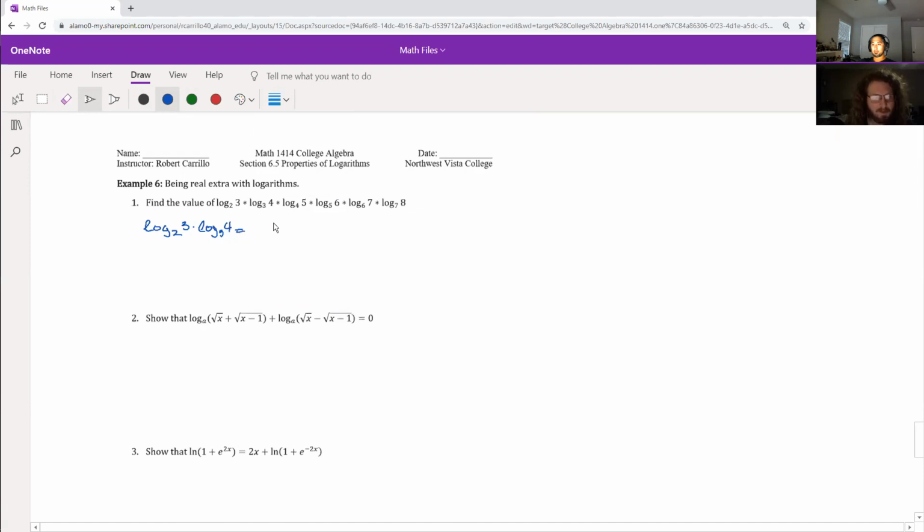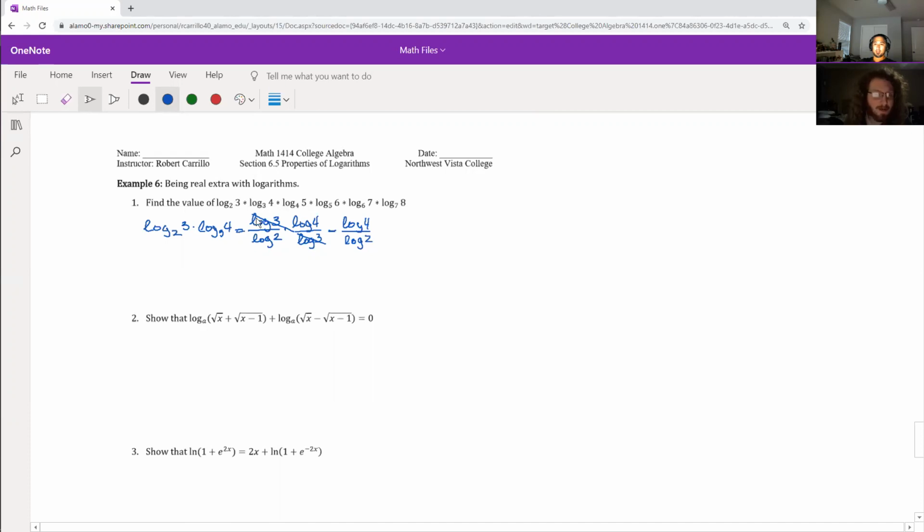So this is using change of base, log 3 over log 2. I just right now started doing it with the cursive L and I can't stop myself for some reason. And then this is log 4 divided by log 3, right? So these two cancel. So you would get log 4 over log 2, right?